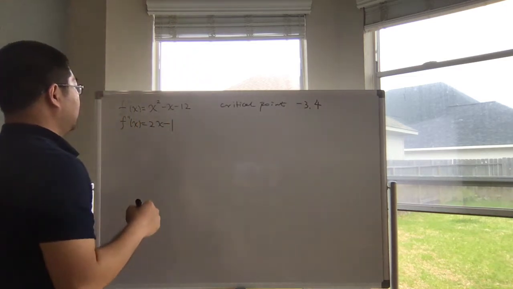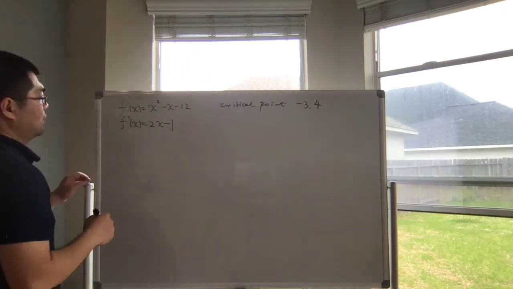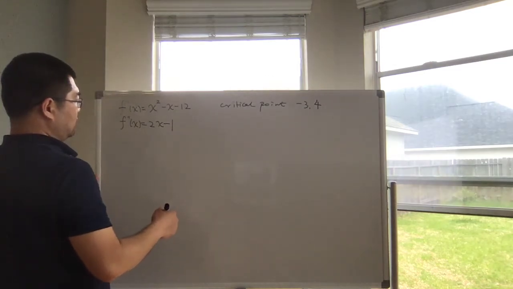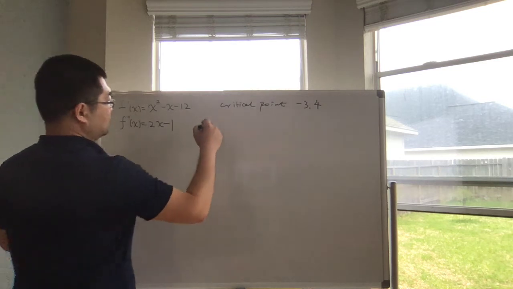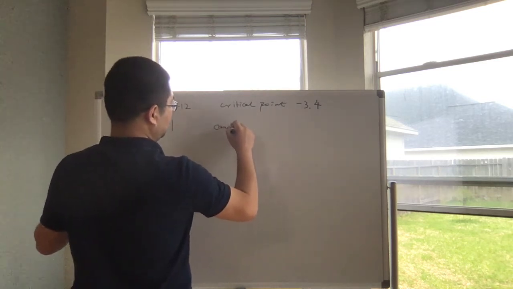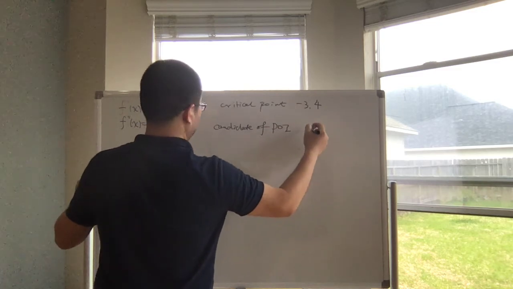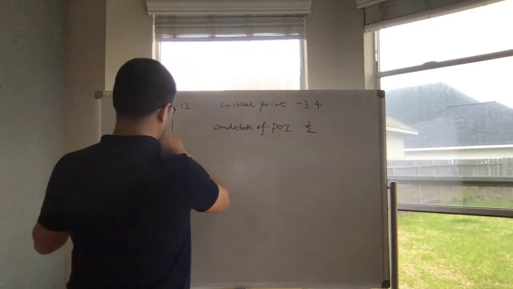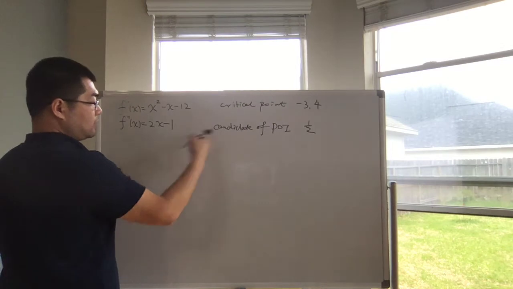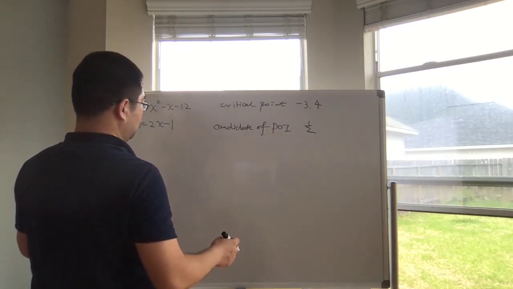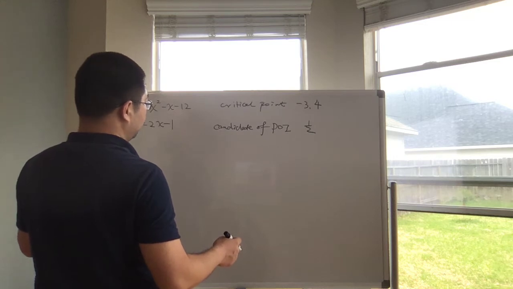Okay, let's try to see that. And also the candidate point of inflection, which is 1/2, right? Now you set this to 0 and solve for that. Okay. So now let's try to see what we have.